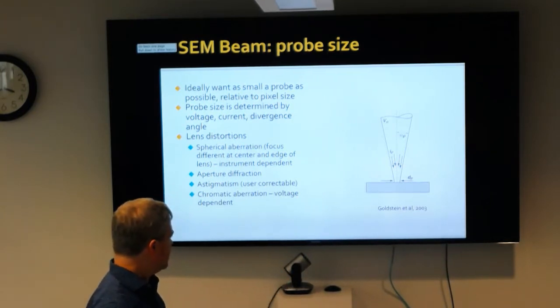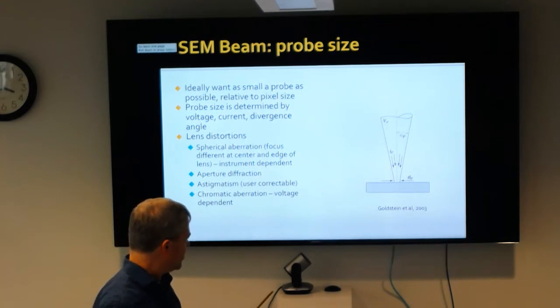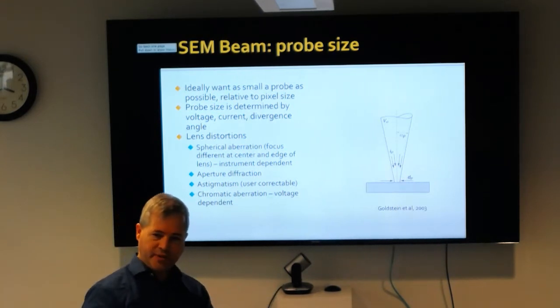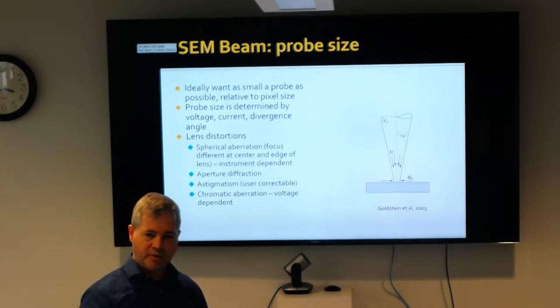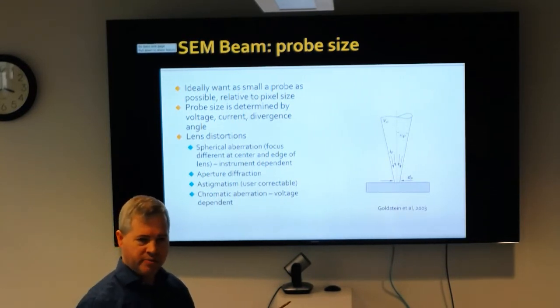In TEM, there's another mode called spot scan, which is a little bit similar also, where you don't focus it to a tiny point, but you focus it to a small circle and scan that across. People used to use that on film in the old days, but I don't think it's used very much anymore.